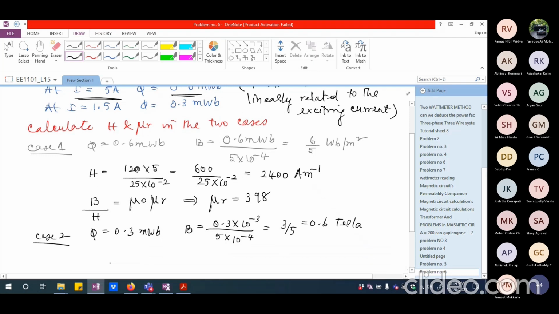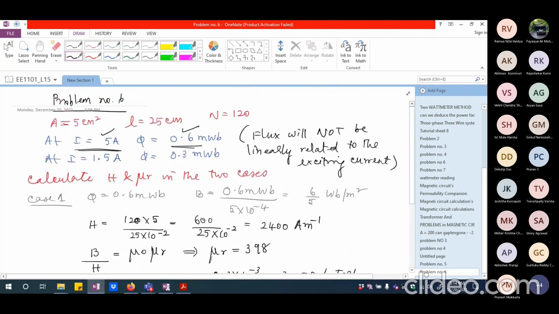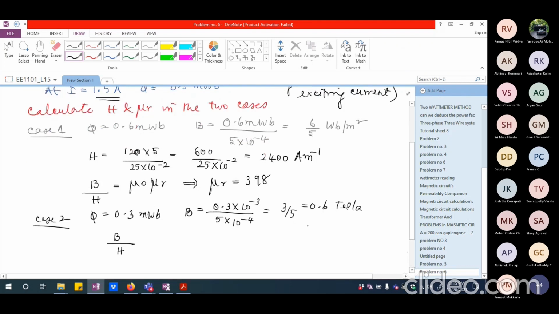So if this is the flux density, again I should be able to write B divided by H, where H is going to be, how much is the current? The current is given to be 1.5 ampere in the second case. So 120 multiplied by 1.5. So I'm going to have H equal to 120 multiplied by 1.5 divided by the length of the magnetic circuit, which is 25 centimeter. So this is going to be the H value in ampere per meter.